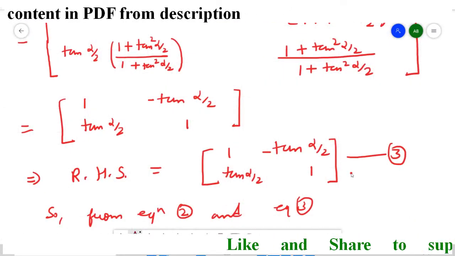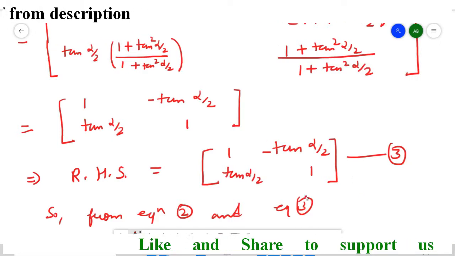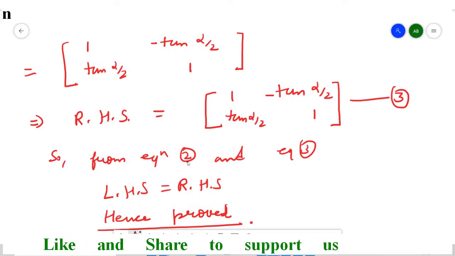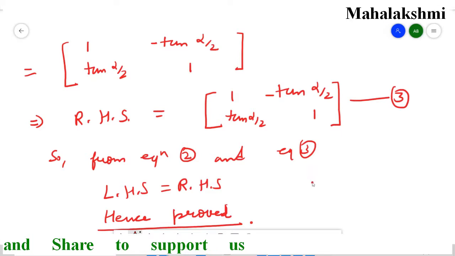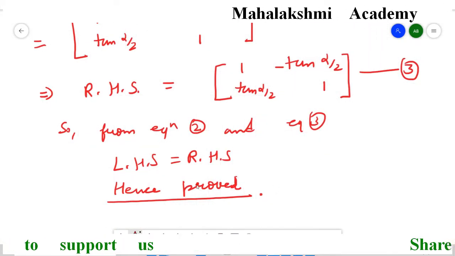And the left hand side also, you can rewind the video and see, is also the same. So from the second equation, in the second we had the left hand side, equation second and third, both the left hand side and right hand side are equal. So like this we have proved the required result.